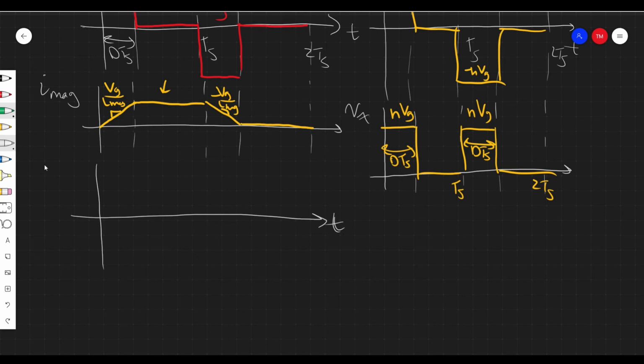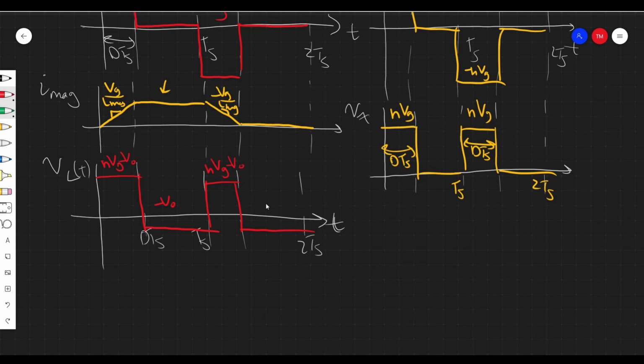So this is T, this is going to be VL of T. This is 2TS, this is TS, DTS. So what is the voltage across the inductor? Well, pretty simply, it's going to be Vx minus Vout. Again, we're assuming that Vout is going to be constant. It's a constant voltage. We expect this to be a DC to DC converter. So simply, we just subtract off Vout. I'll just draw it arbitrarily here. So we have NVG minus Vout over here, down to minus Vout, and then again, NVG minus Vout down to minus Vout.